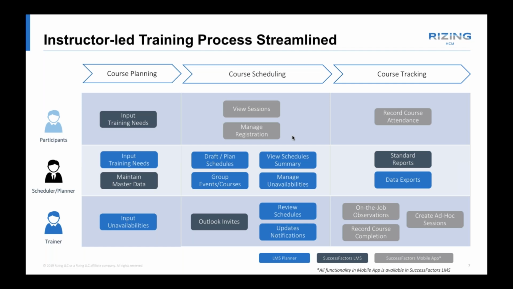And then from the tracking phase, this is where we're validating that the learner actually attended the training that they were scheduled to attend. And when we get to the SuccessFactors mobile app, what we're going to talk about is there's QR code functionality that can enhance this, where we can remove those paper-based sign-in sheets and have participants provide a QR code that would be scanned by the facilitator to record that they actually attended the training, and that goes directly into the LMS.